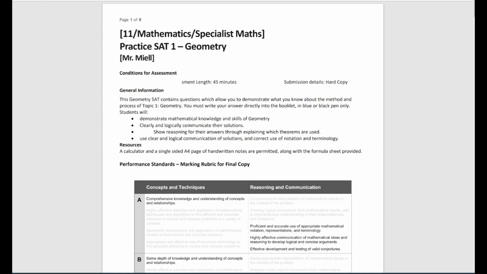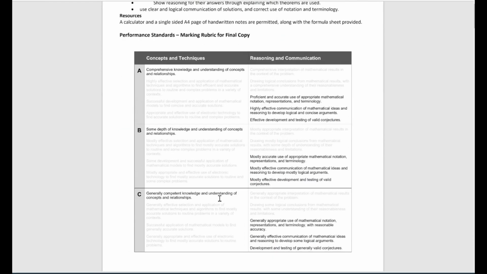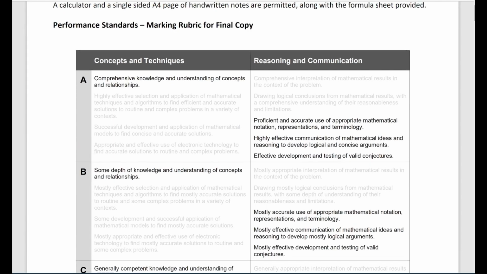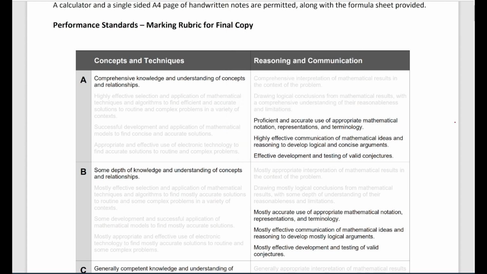In this video, we're going over the practice test for geometry. When you do this test, you should have this test along with the circle theorem sheet here. Really important, we need to look at what performance standards we're being marked on. This first one here, CT1, means basically, can you do the maths? Do you know what you're doing, essentially?